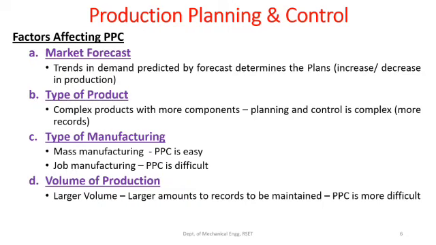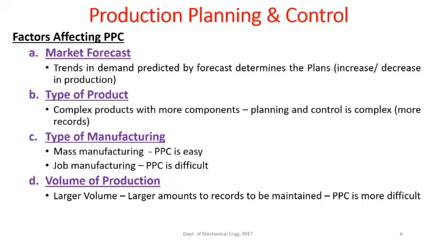The second factor affecting PPC is the type of product. Complex products with more complex components require much more complex planning and control, where you'll have to maintain more records. You are required to manage more resources, and hence you are required to maintain more records. So when the product becomes complex with more components, the planning and control becomes complex because there is a lot more number of steps or processes involved in its production.